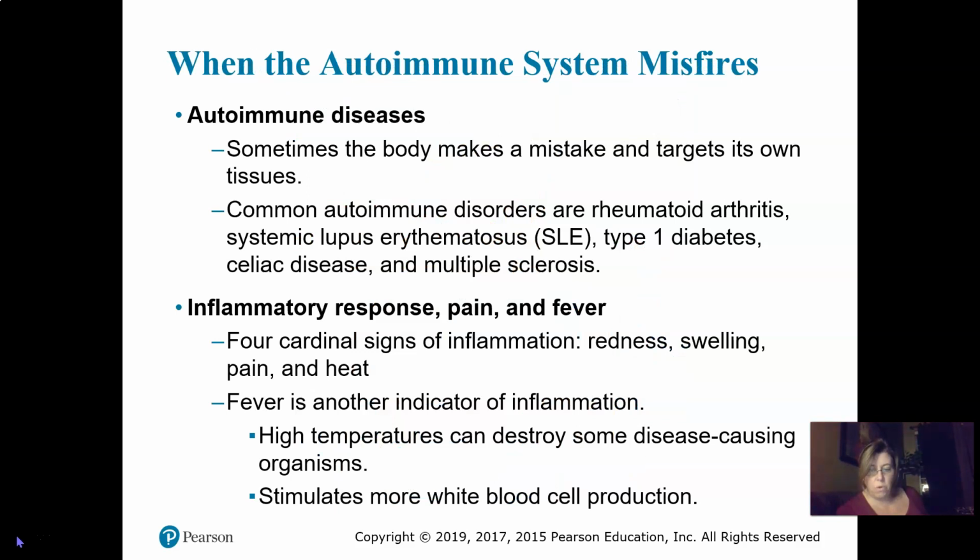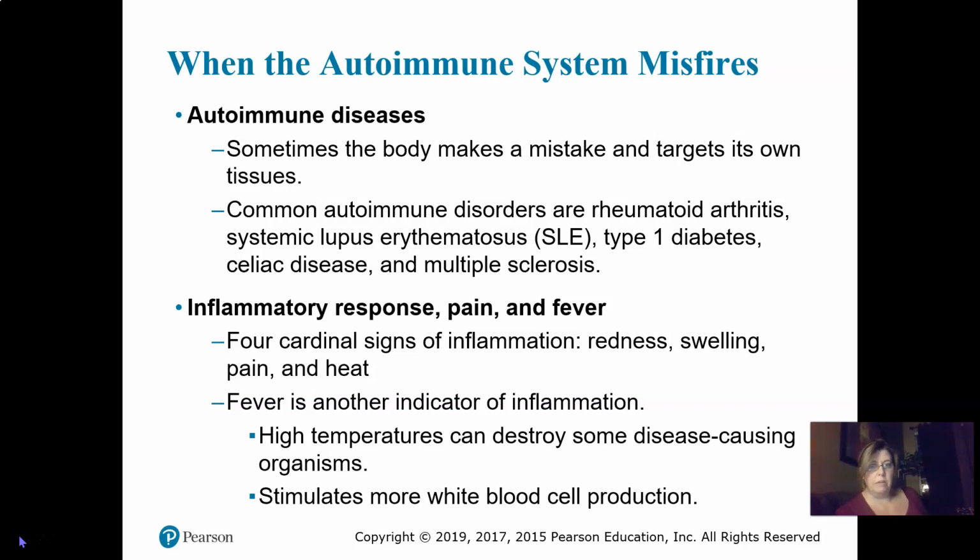So although the immune system response generally works in our favor, the body sometimes makes mistakes and targets its own tissue as the enemy. This is known as an autoimmune disease. Common autoimmune disorders: rheumatoid arthritis, systemic lupus, type 1 diabetes, celiac disease. So that's people who have a true gluten intolerance typically have celiac, and MS.